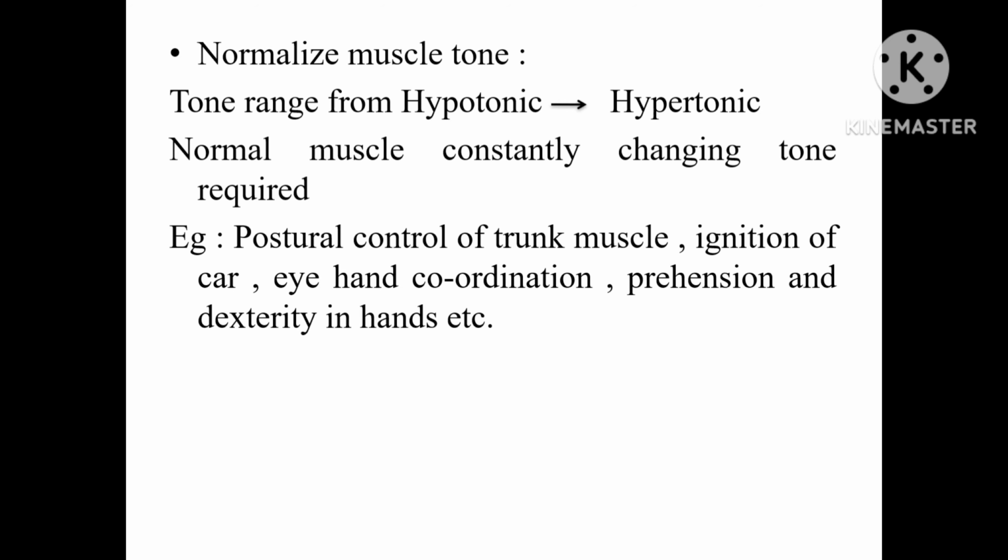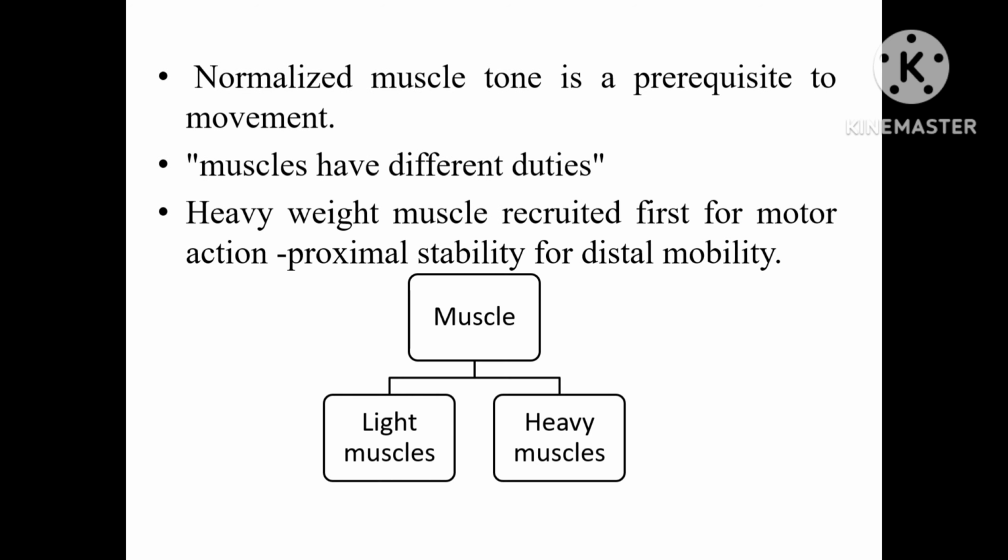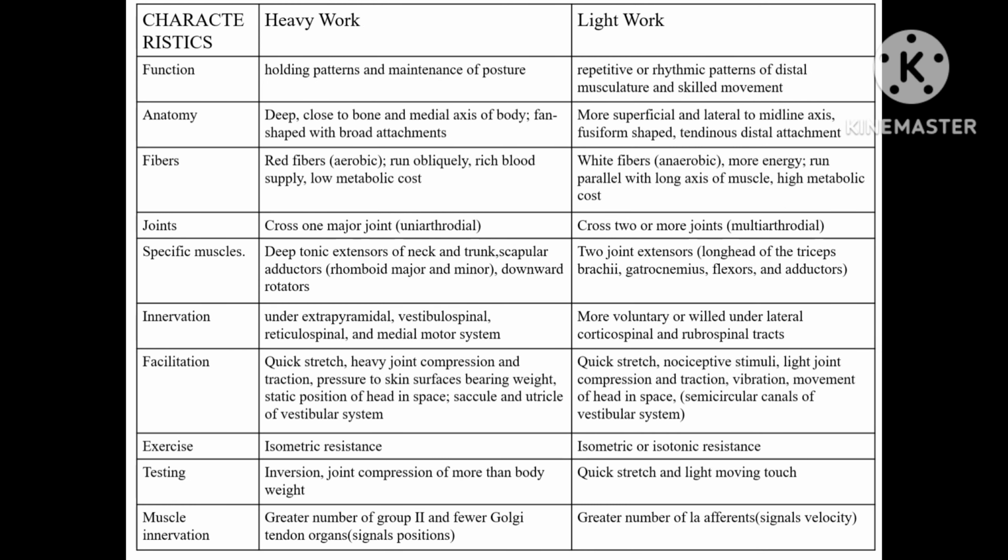So how is the tone regulated, and based on what is the movement performed? First, muscles have different duties. There are two types of muscle, light muscles and heavy muscles. The heavy muscles are usually the proximal muscles, which we will see in detail, and the light muscles are the distal-most muscles. The heavy muscles work for stability, whereas the light muscles work for mobility.